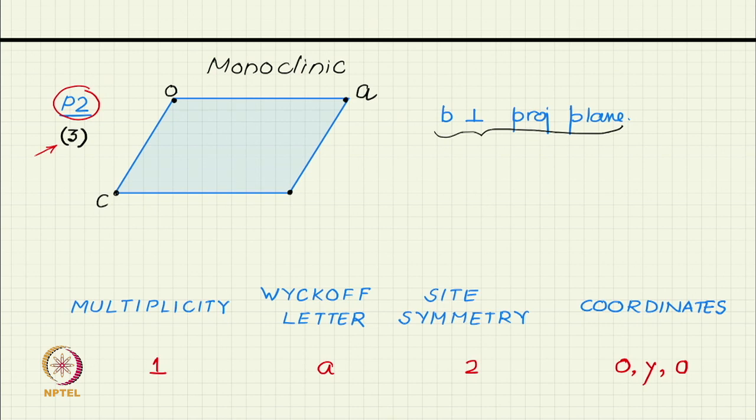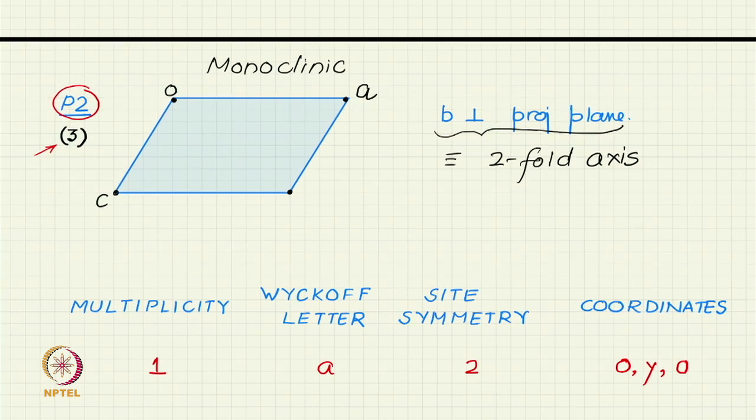The B axis is taken to be perpendicular to the plane of the projection, and the B axis is taken to be the two-fold axis. This is called the B setting, and this is what is taken as the standard setting for monoclinic. Although of course, you can make your two-fold parallel to the C axis, or parallel to the A axis, but those are not so common, and it is preferred to keep the two-fold axis parallel to the B axis.